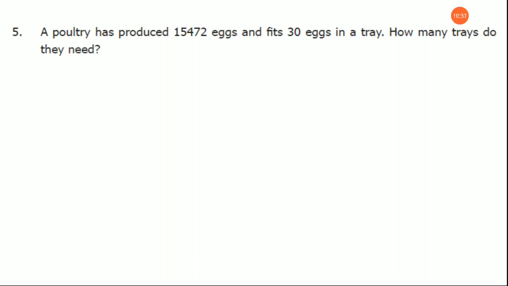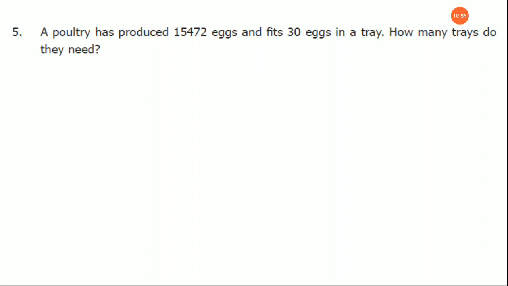Fifth one, I think I'll give you the hint. You can solve it. A poultry has produced 15,472 eggs and fits 30 eggs in a tray. How many trays do they need? A poultry means a place where hen and chicken, all these animals will be grown.